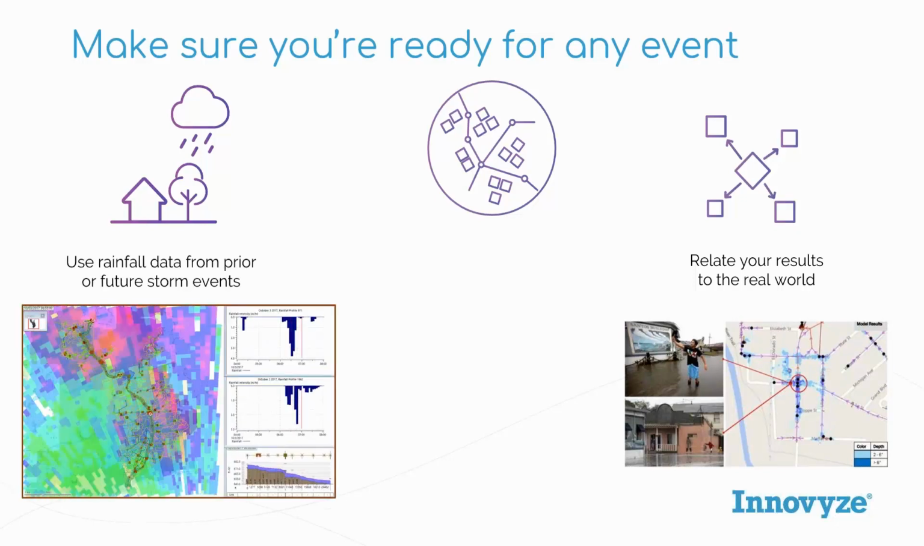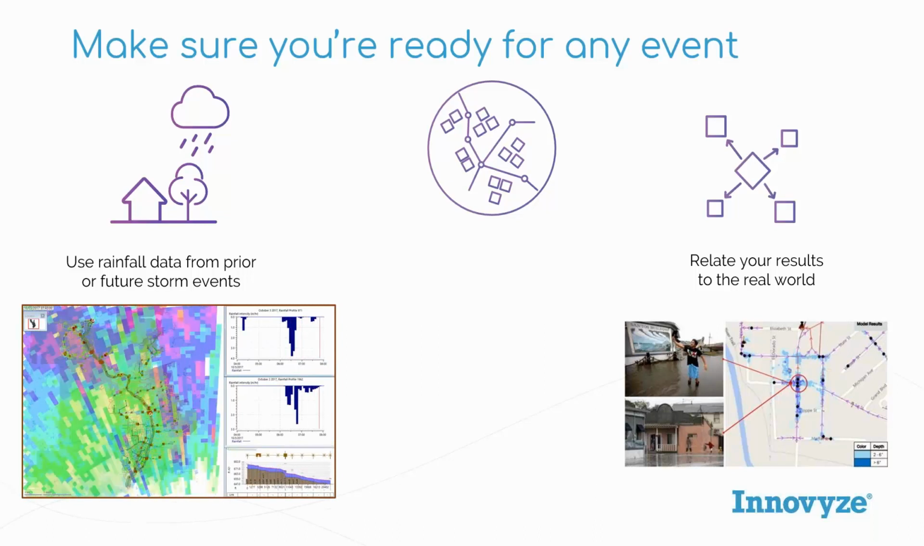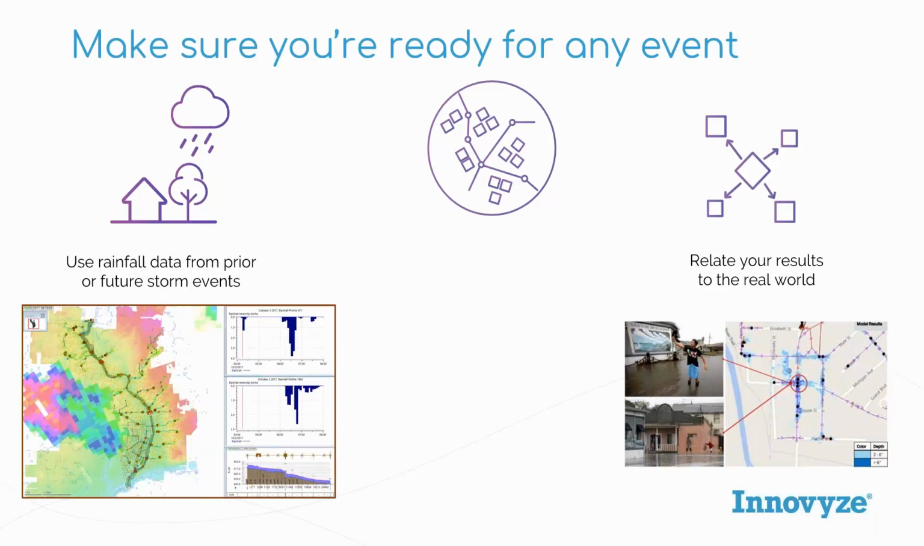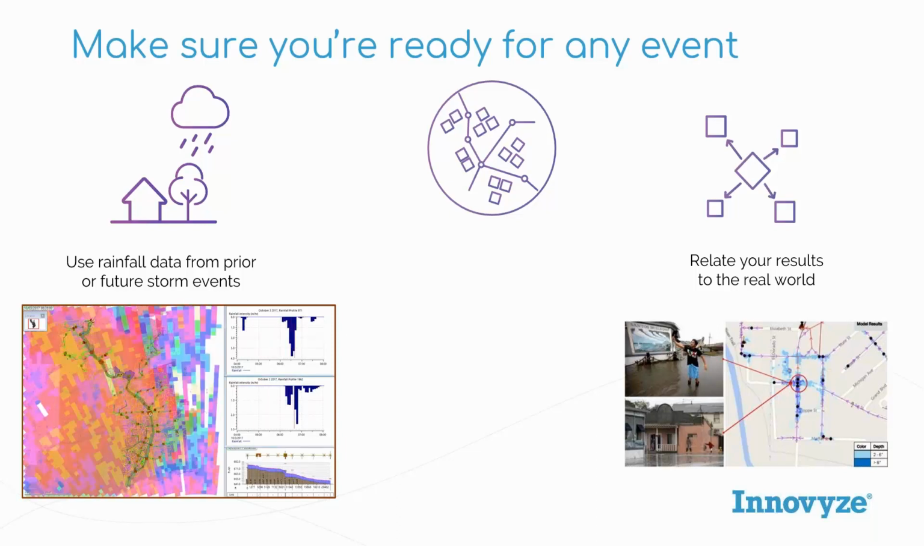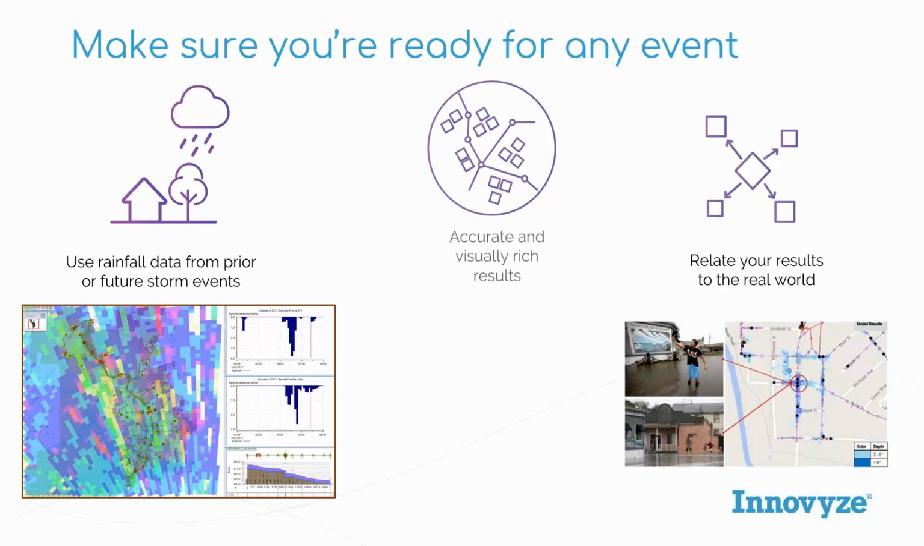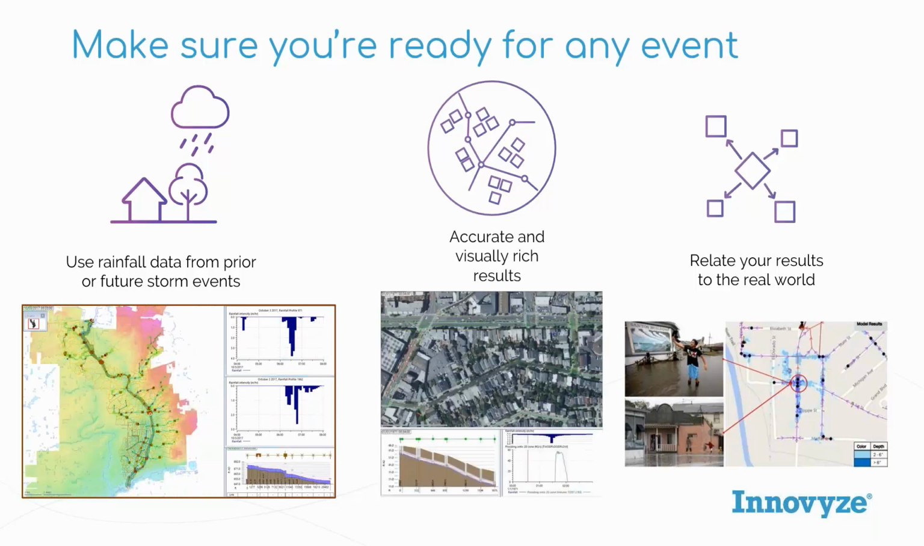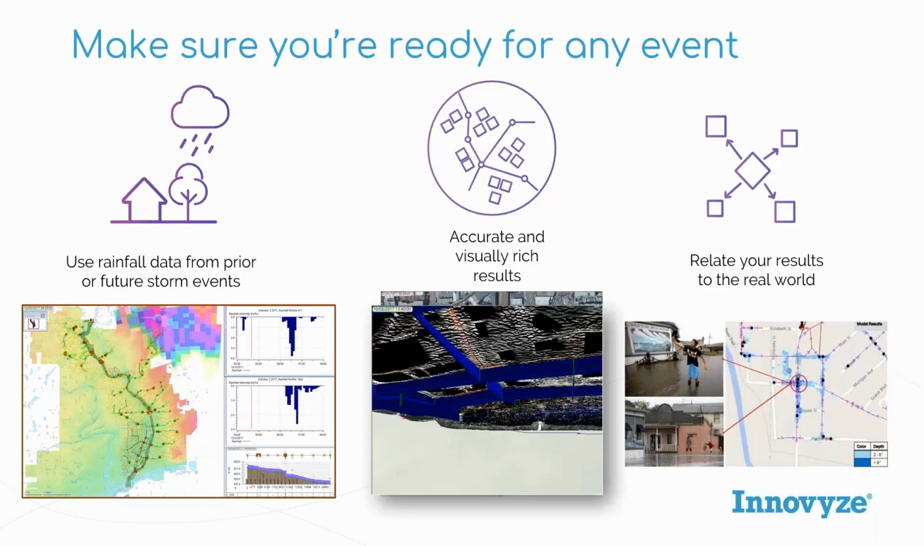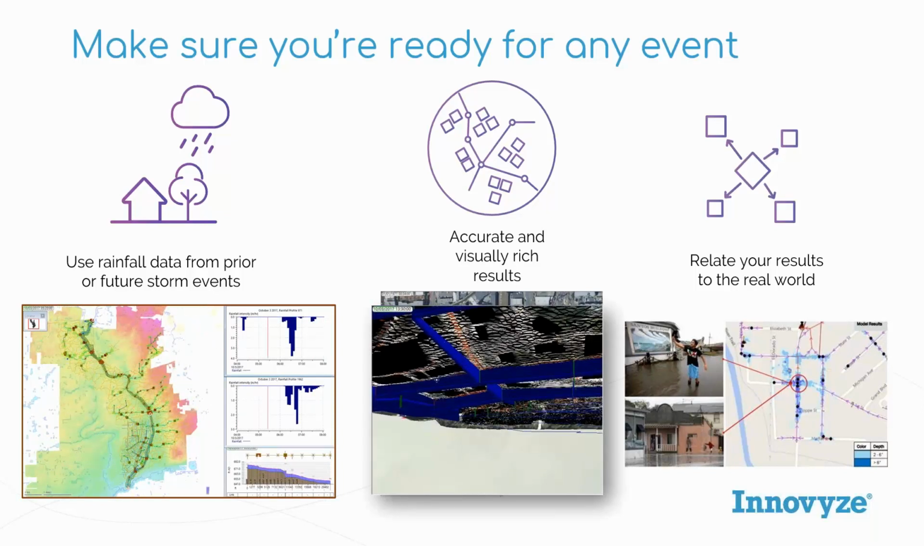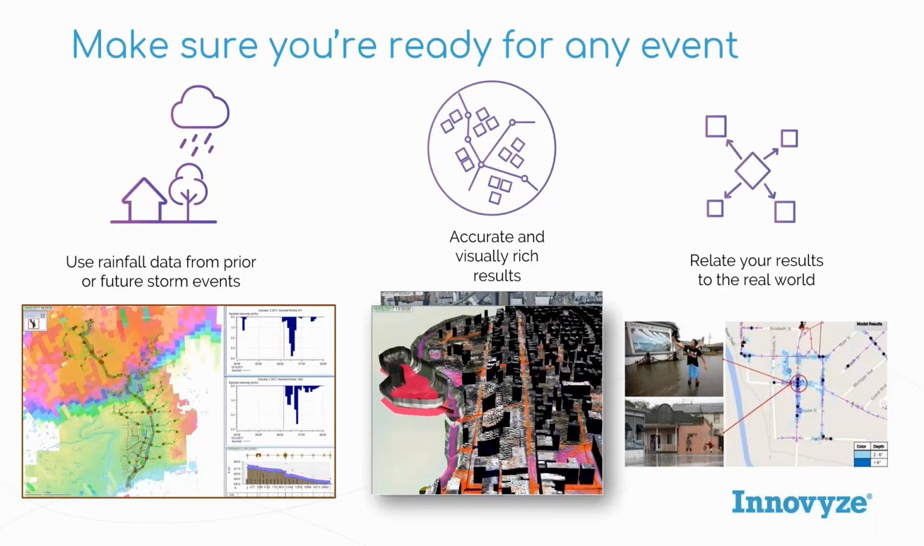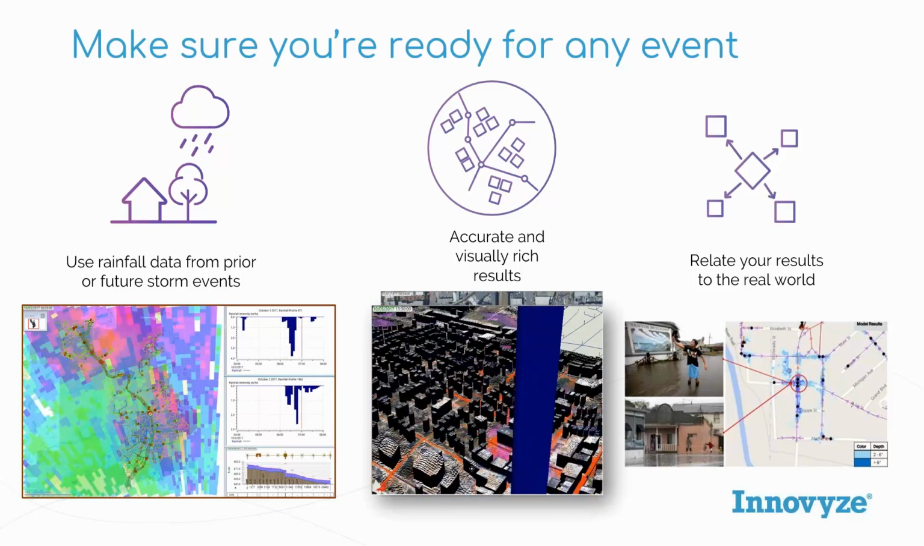You can use rainfall data from prior or future storm events, either historical flooding or forecast rainfall, or you could use design rainfall events to help plan works. And all of this produces accurate and visually rich results as videos in 1D, 2D, or 3D, as we're showing here.